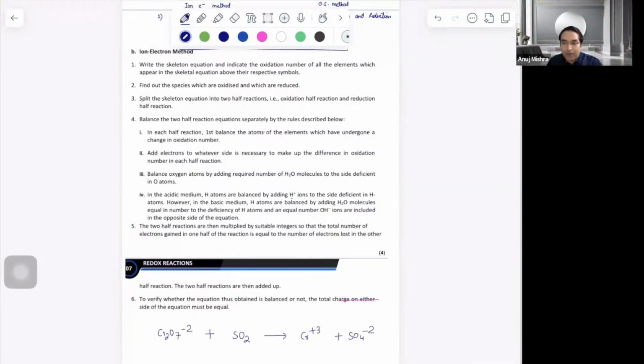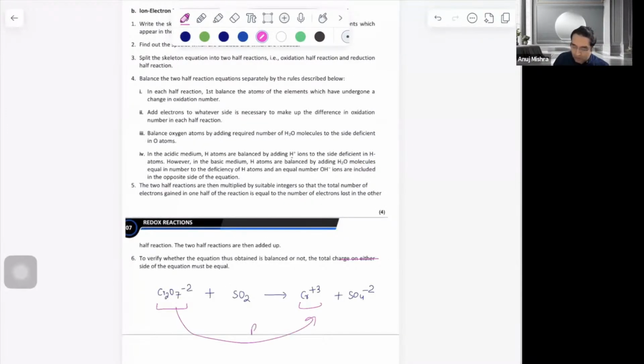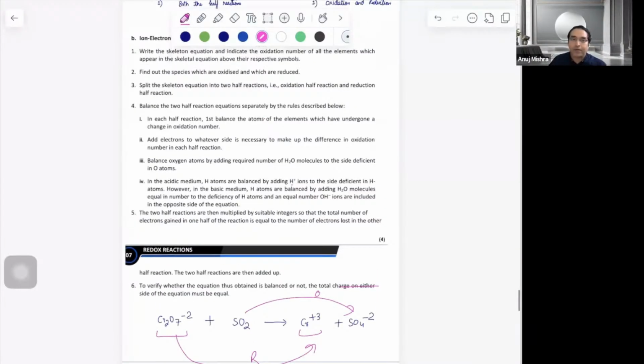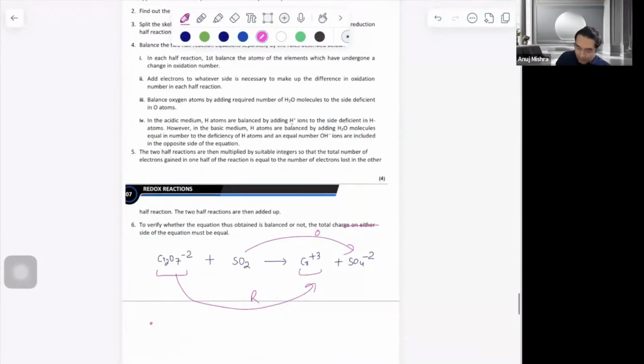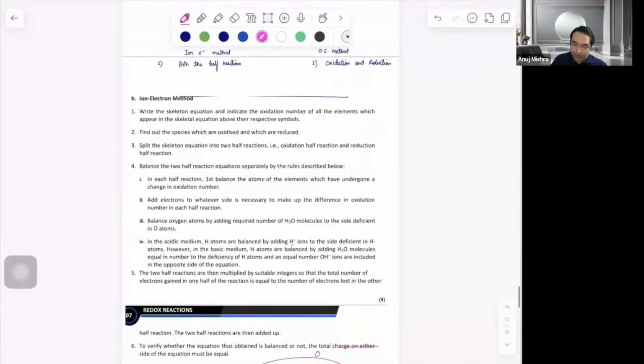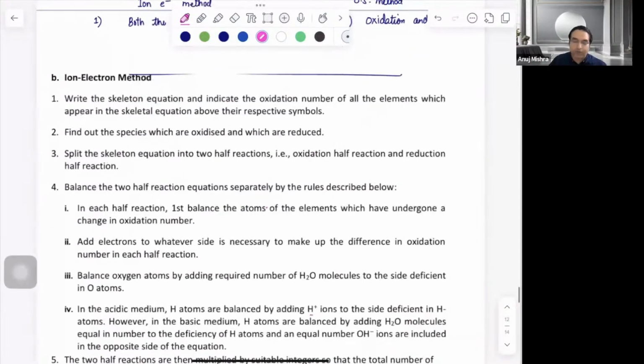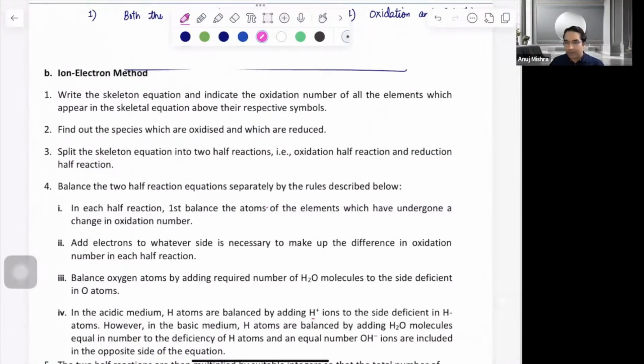So I'm avoiding writing oxidation number at first instance, right? Is it clear? So now find out the species which are oxidized and which are reduced. That we can do. Cr2O7 -2. See what is happening with this. It is losing oxygen. Can I say it is reduction? And this is gaining oxygen, so it is oxidation. Point number 2 is done. Read point number 2. Find out which are oxidized and which are reduced. Done. Without even knowing oxidation state.